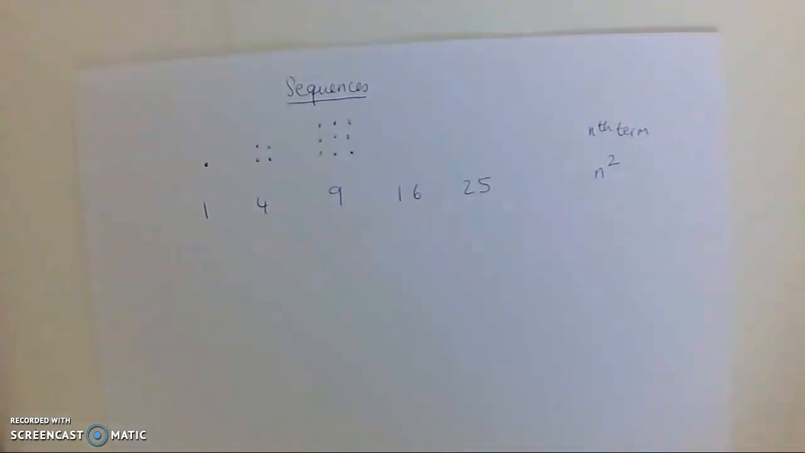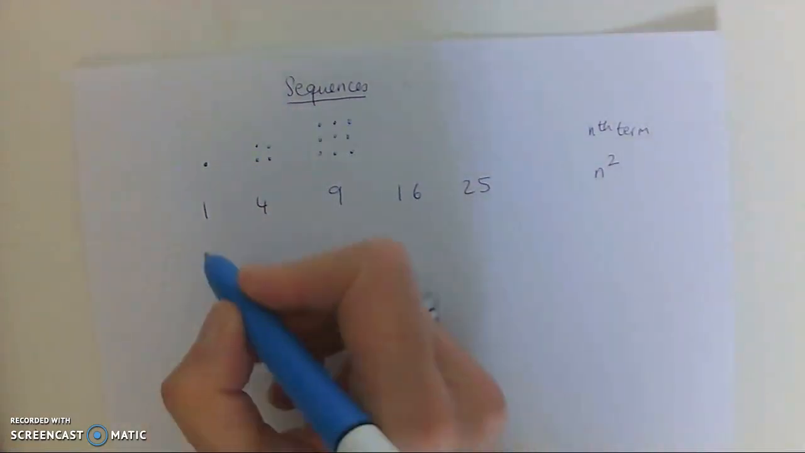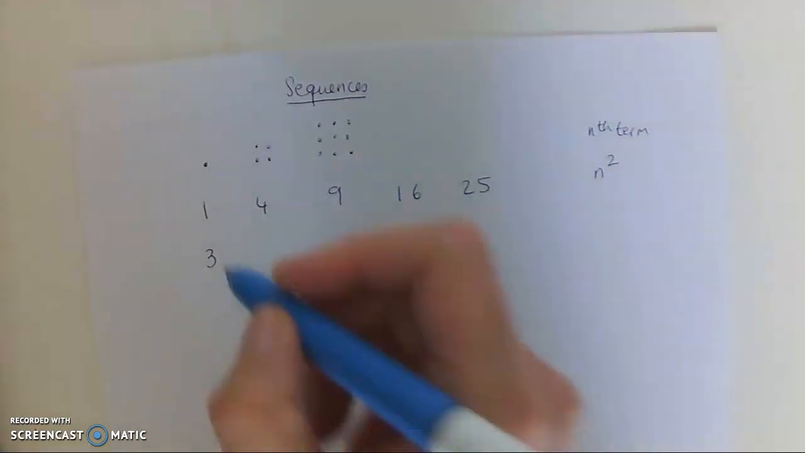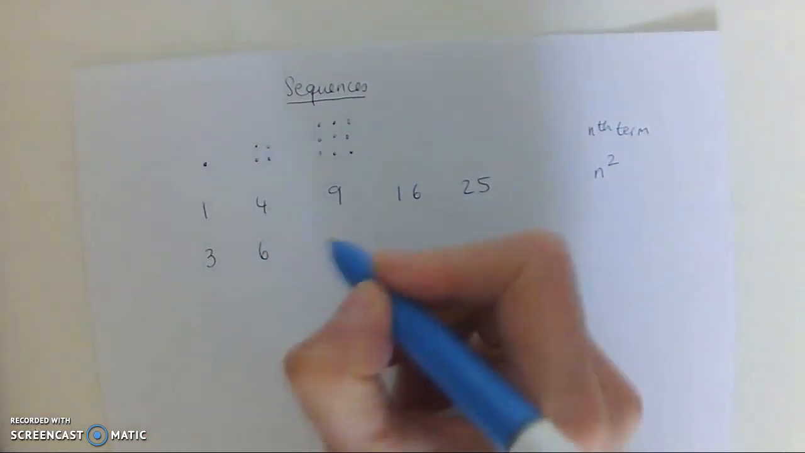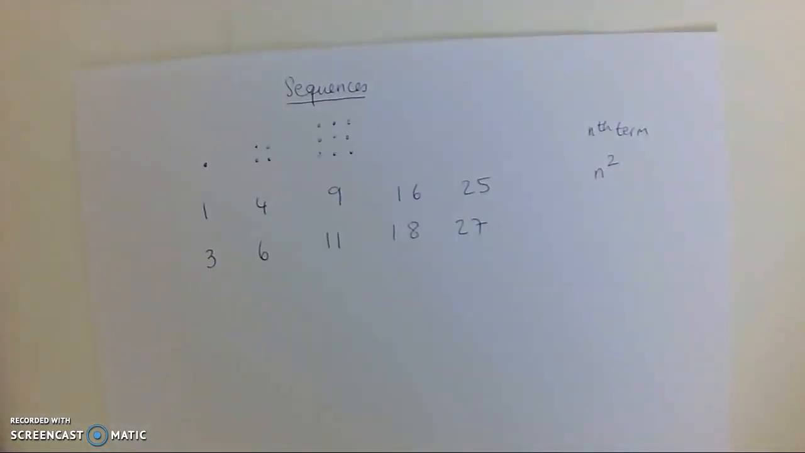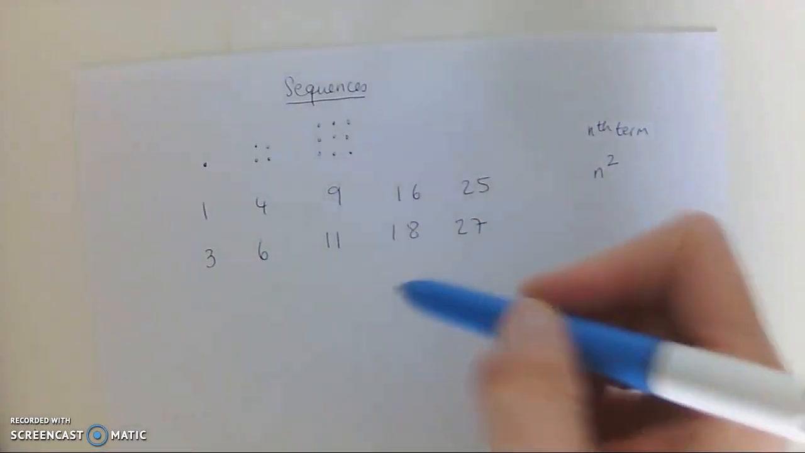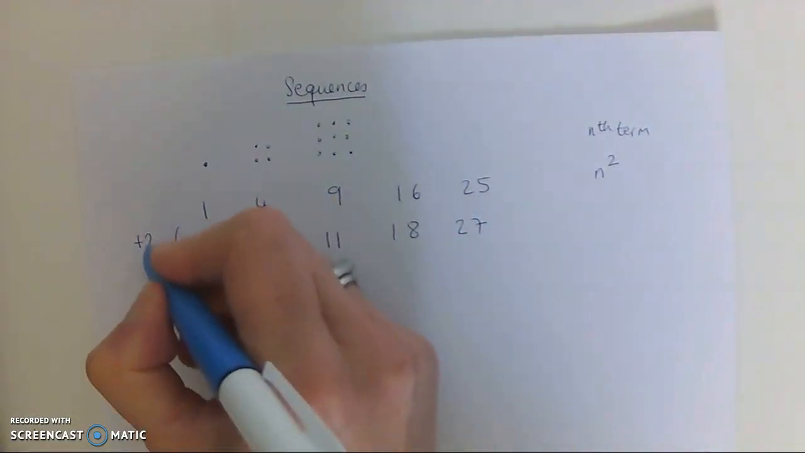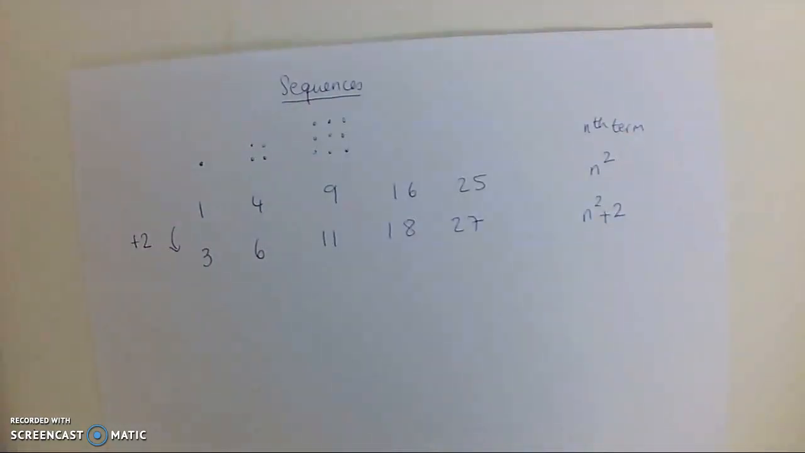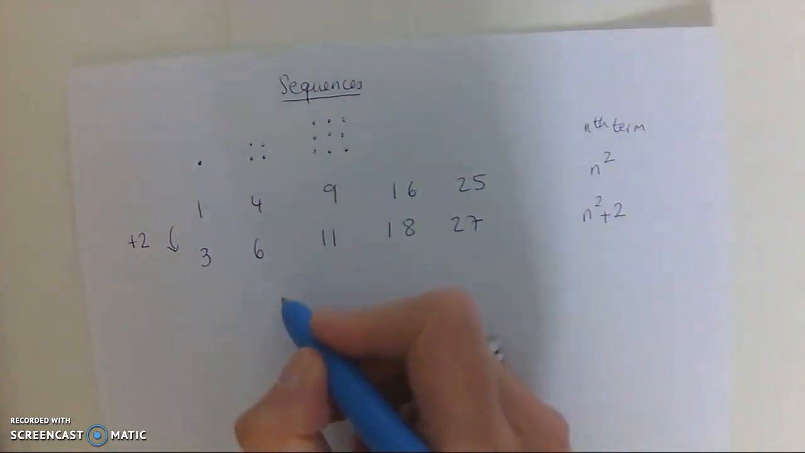was n squared. And then we had another problem where instead of starting at 1, it started at 3. But then it was 3, 6, 11, 18, 27. So we noticed that it was exactly the same as n squared, but each time we were adding 2 on top. So the nth term was n squared plus 2. And when we had other examples of the same kind. Now we're going to look at more into that, and these are called quadratic sequences.